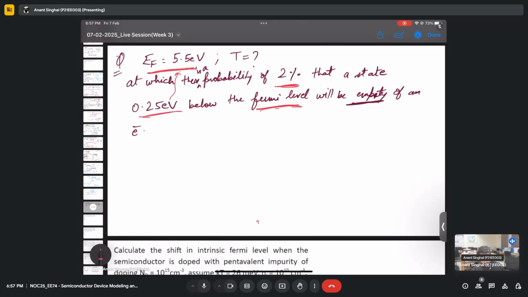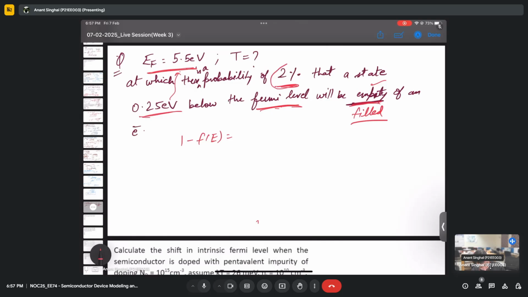So can anyone tell what this 2% is? Fermi-Dirac, F of E. Will be empty of an electron below the Fermi level. If I write filled, that's F of E. Since it says empty, it's 1 minus F. So it's 98 and 2, so it is 1 minus F.